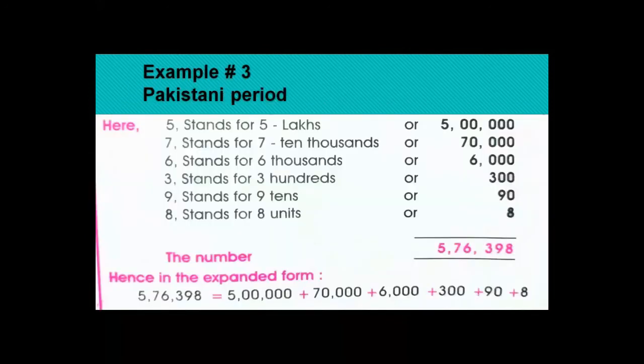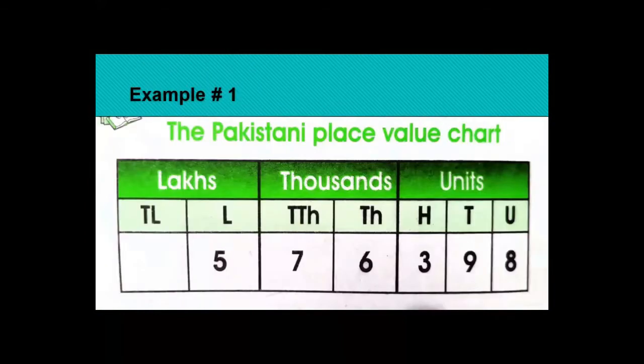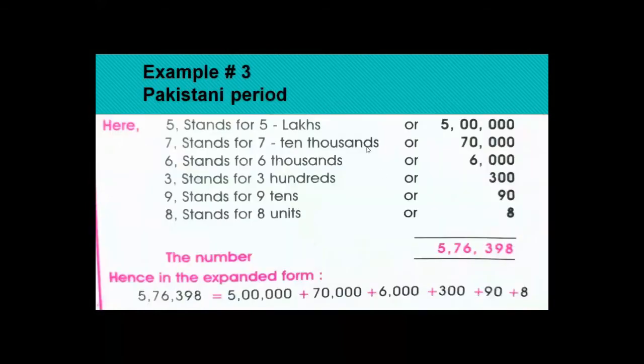As you see here, example number 3 of this slide. 5 stands for 5 lakhs. You will write 5. How many zeros? You know very well how many zeros are there in lakhs: 5 zeros. And why do we put commas here? Because when you start from here, units, tens, 100, then we put a comma here. Then 1000, 10,000, and we put a comma again here. Then it is considered as lakhs because it is written in the Pakistani place value chart.